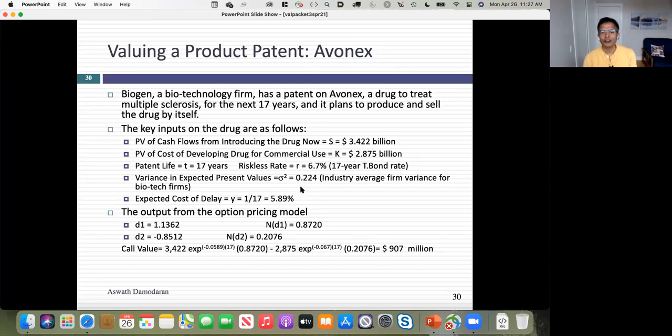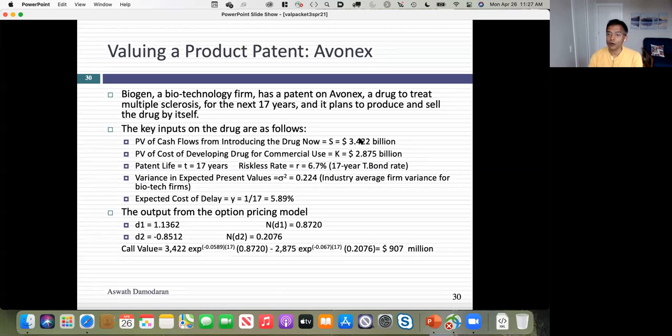In fact, to capture the uncertainty, I cheated. I looked at the variance of biotech firms that were publicly traded, and that variance is 0.224. What does that mean? This 3,422 million could become 4.5 billion, could become 2.5 billion. There's a lot of uncertainty about the future. I'm going to value this patent as an option. And here's what the inputs are going to look like.